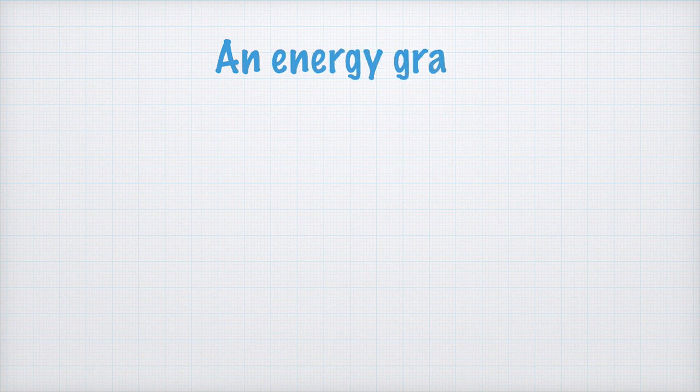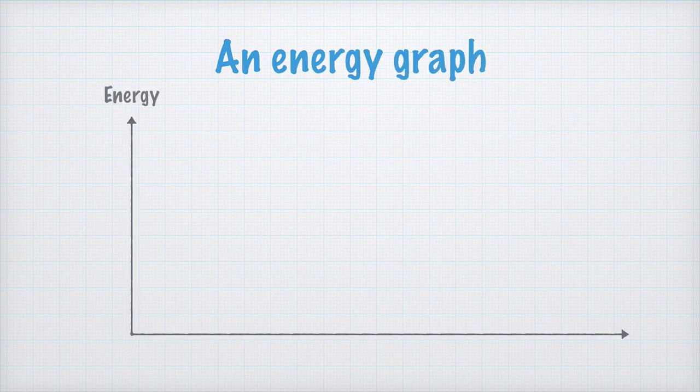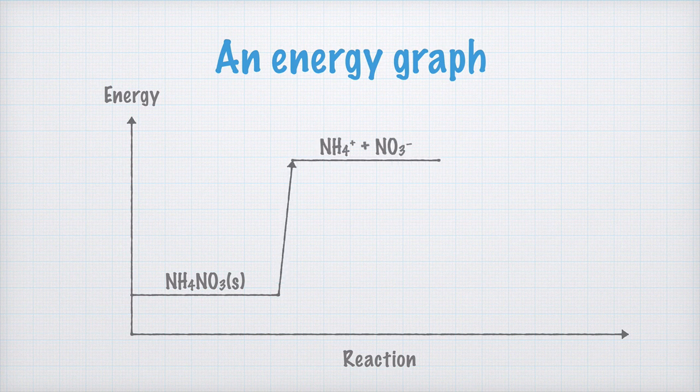Let's draw an energy graph for this reaction too. Down here, we have the solid ammonium nitrate, NH4NO3(s). To break the bonds between the ammonium and nitrate ions, a fair amount of energy must be added. The activation energy is, in this case, quite high.